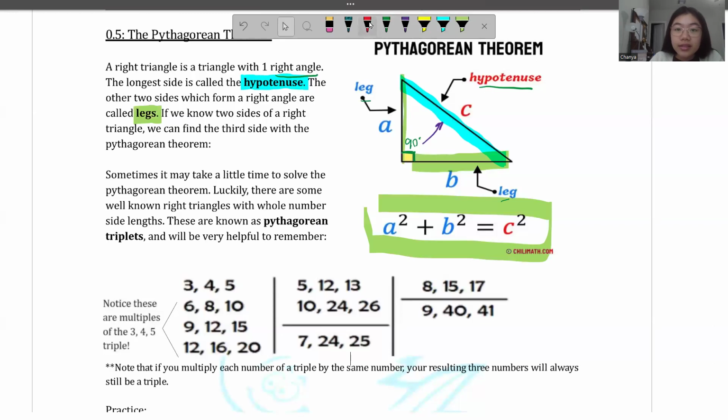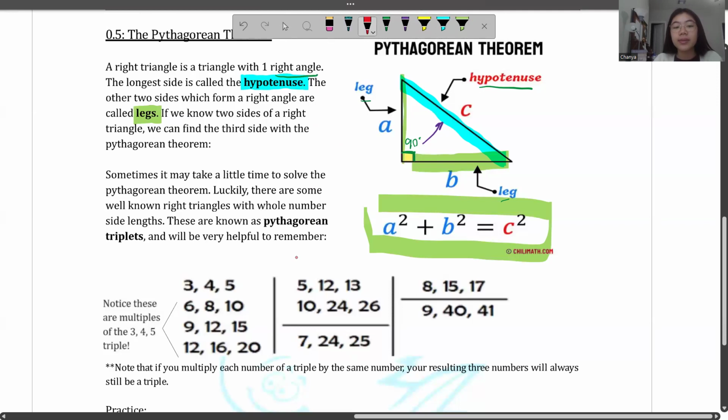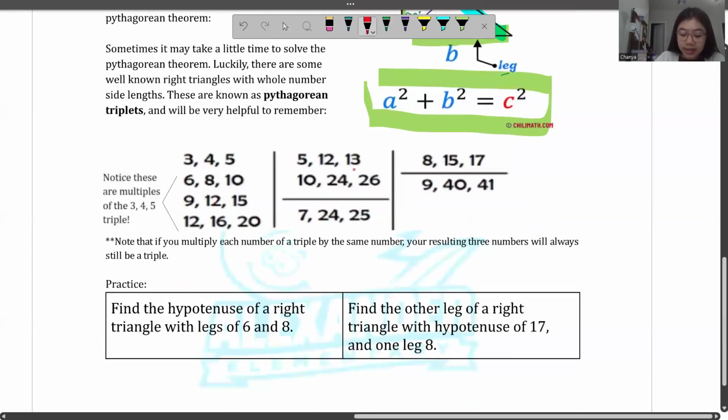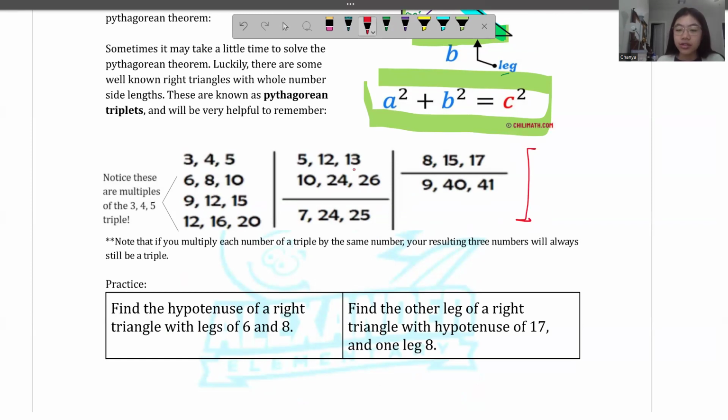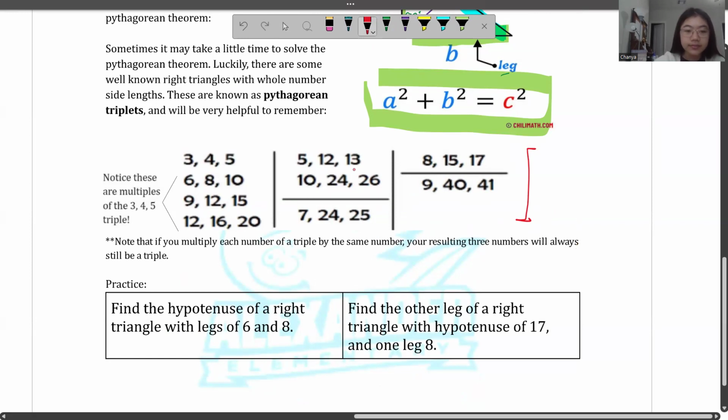Okay. So sometimes it may take a little bit of time to solve the Pythagorean theorem, but luckily there are some well-known right triangles which have whole number side lengths. And these are known as Pythagorean triplets. Some examples are shown below. After I show you the Pythagorean triplets, I will show you applications of the Pythagorean theorem on these problems.